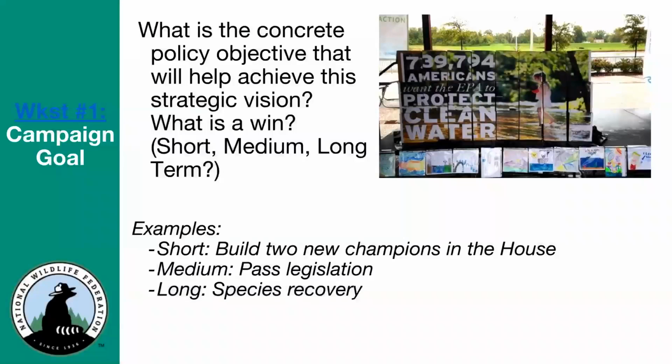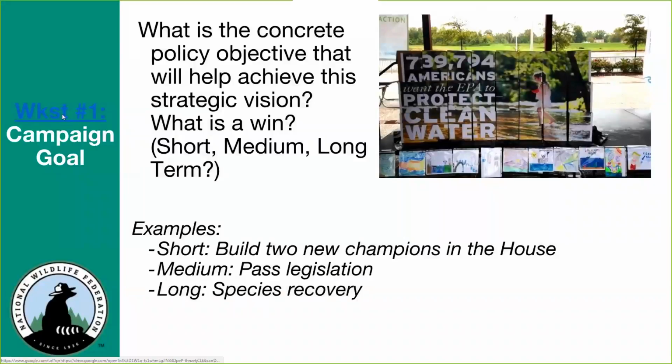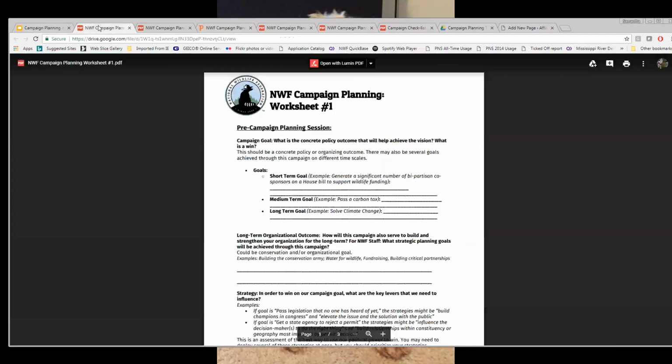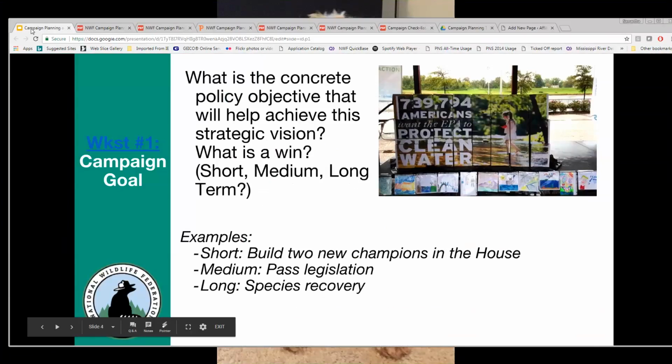Okay, let's get started. So the very first thing here is I'm going to walk through some of the pieces of worksheet 1, and I'll just actually show you what worksheet 1 looks like. Looks like a worksheet. It has some basic guidance and some fill-in-the-blanks that walks you through these conversations. But the vision here is that the first question you want to ask yourself as you're beginning to plan a campaign is, what is the goal? What is the concrete policy objective that will help achieve my strategic vision?